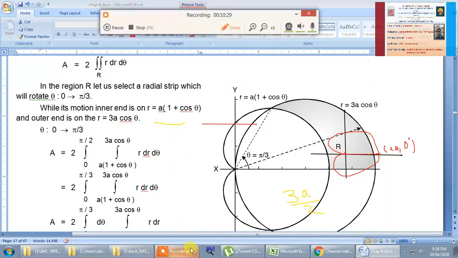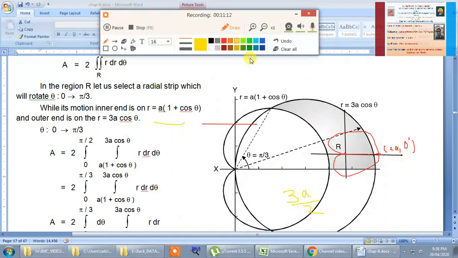Okay, let me clear this first. And the point of intersection is here. So what is the problem? Outside the cardioid, inside the circle. Outside the cardioid means we should not consider the inside part of the cardioid, and inside the circle means we should not consider the outside part of the circle. So this will be the common region. Therefore, I will consider this part only, and if I multiply this region by 2, I will get the required area.